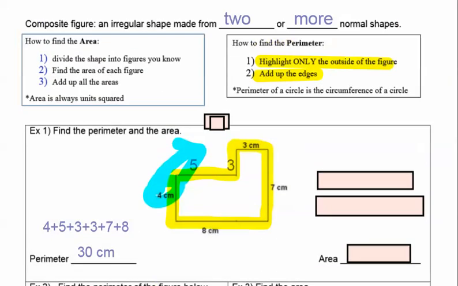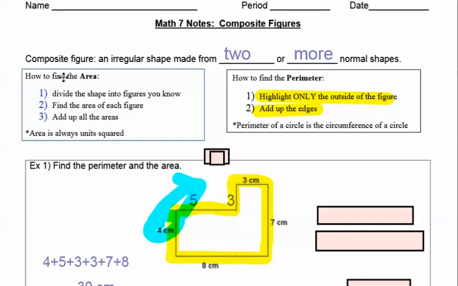All right, next let's talk about area. To find the area of these figures, what we're going to do is divide the shape into shapes that we actually know. We're going to find the area of the shapes that we know, and then we're going to add up all those areas.